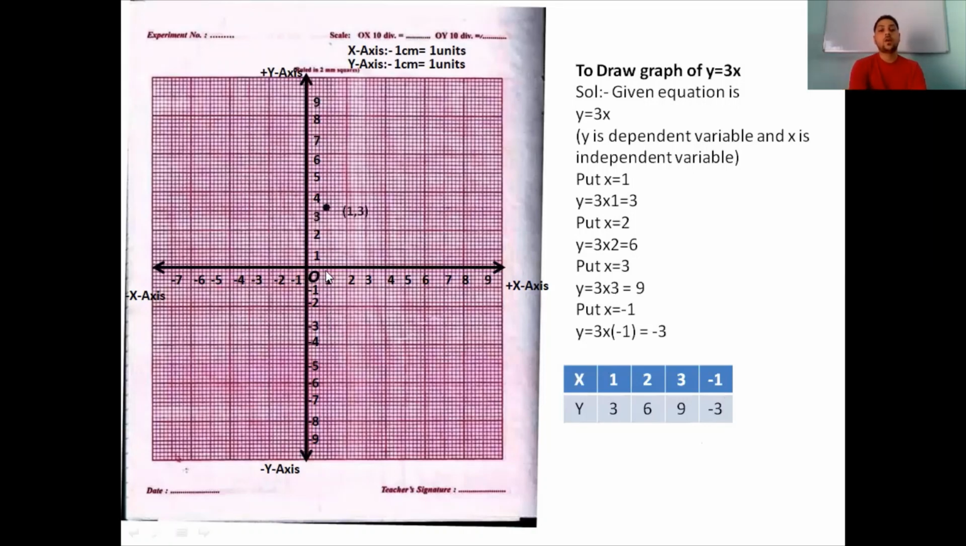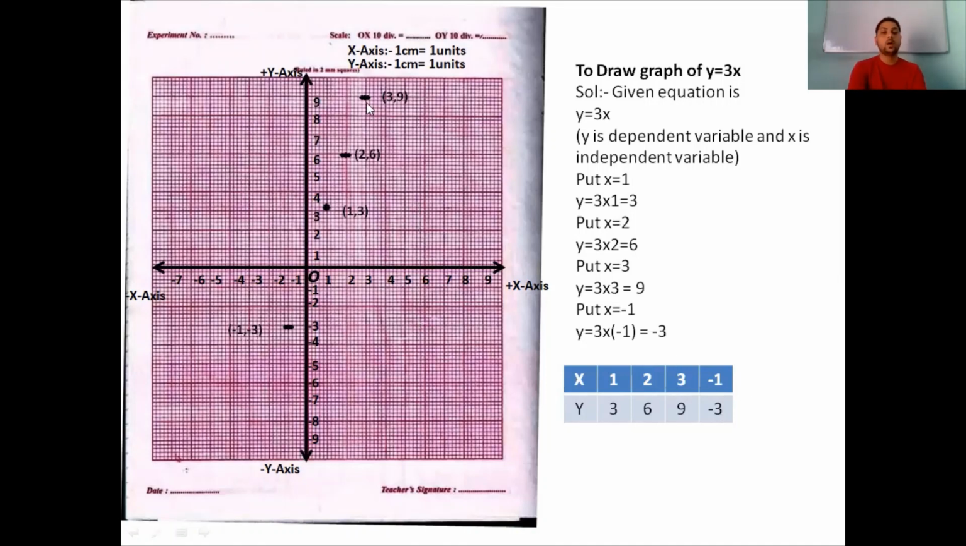This is 1 and this point is 3 here. Okay, then we draw point 2, 6 here, then we have 3 and 9 here, and last we have -1 and -3. You can draw a minimum of 3 points here, but for the safe side we draw 4 points here, but 3 points are sufficient. So you can take 3 points to draw this line here.